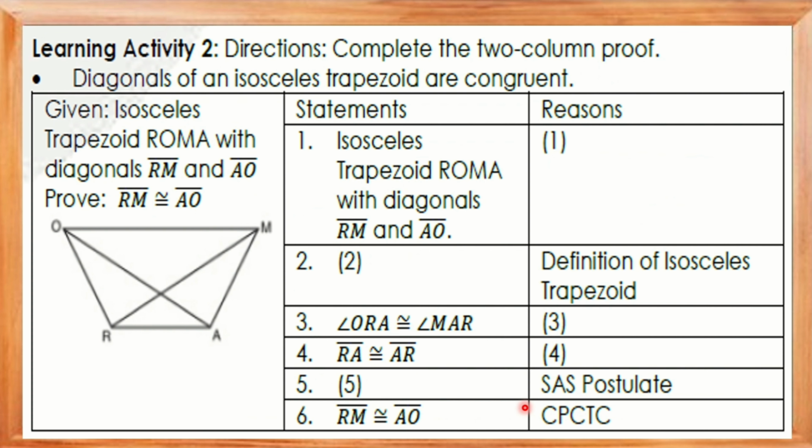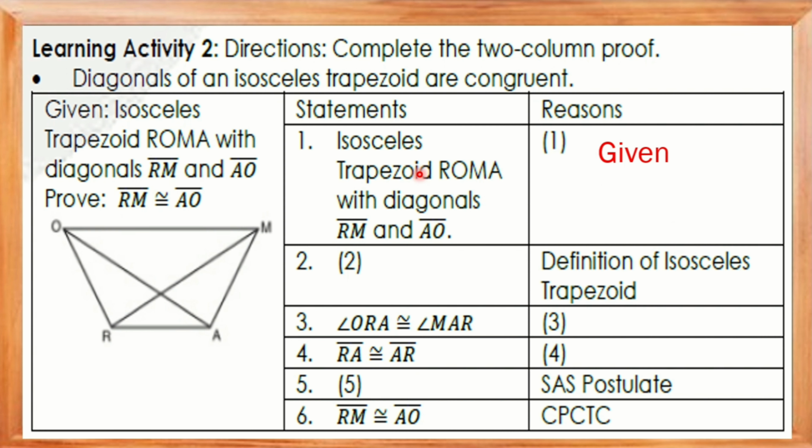Let's have activity number 2. So, dito sa learning activity number 2, diagonals of an isosceles trapezoid are congruent. So, kung maalala ninyo, ito naman yung pangatlong property ng isosceles trapezoid na diniscuss natin kani-kanina lang. Okay, so given, we have here isosceles trapezoid ROMA with diagonals RM and diagonal AO. Okay, so ipo-prove natin daw na si RM, itong diagonal na to, ay congruent kay diagonal AO. Number 1 statement natin, isosceles trapezoid ROMA with diagonals RM and AO. So, reason natin dito ay given. Okay, kasi yun ang nakalagay dito sa given natin.